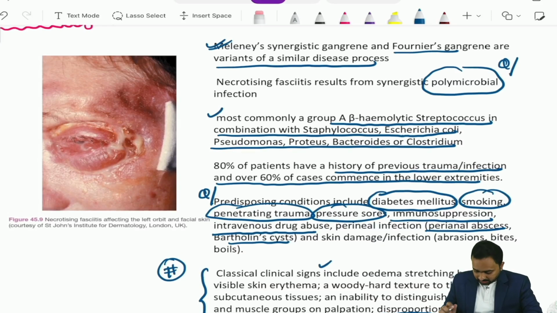I have taken this image where they have shown it affecting the left orbit. But as we had discussed, it is much more common in the lower extremities. So you might get a situation where they have given you an image of the left lower limb, or they can use this image which is used in Bailey and Love.